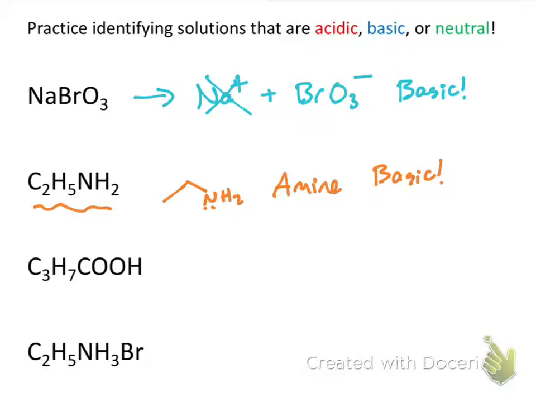Up next, we have this carboxylic acid here. Carboxylic acids, anything that ends in COOH, are going to be acidic.